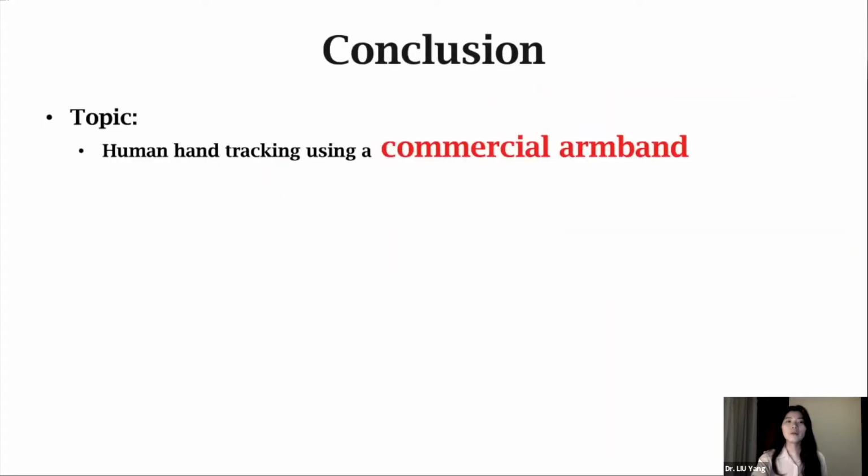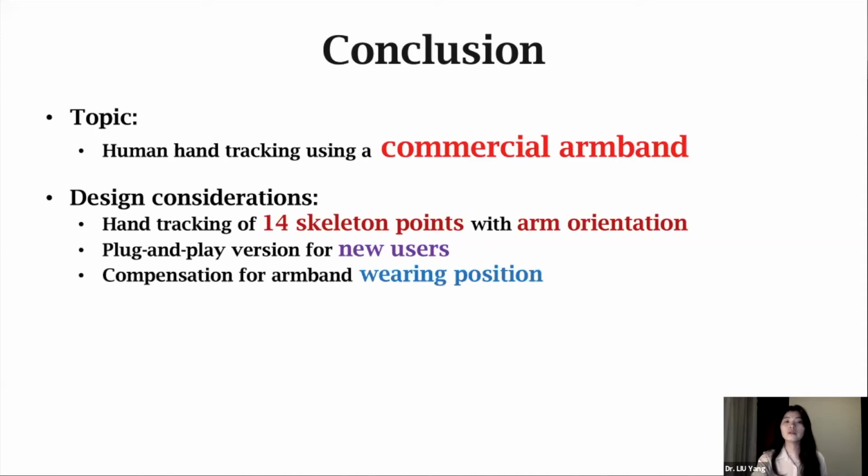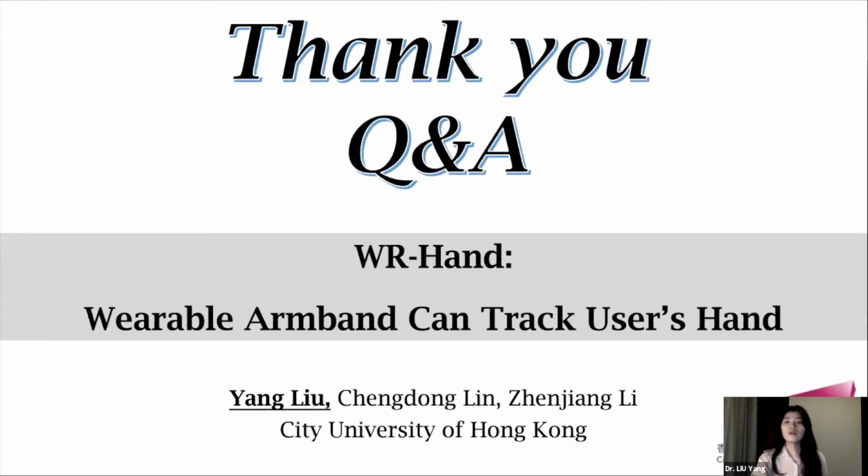Based on the topic of human hand tracking using a commercial armband, we have 3 design considerations. First, we enable the hand tracking of 14 skeleton points with arm orientation. And then we provide a plug-and-play version for new users, and we also consider the armband wearing position each time. That's all for my presentation.